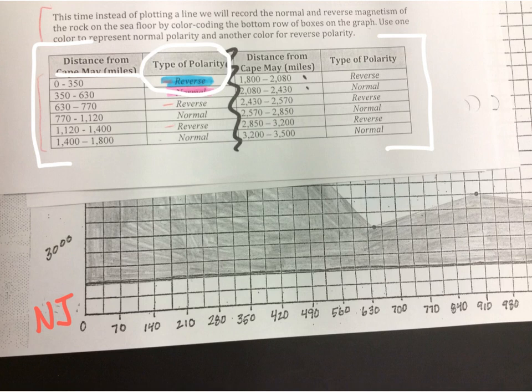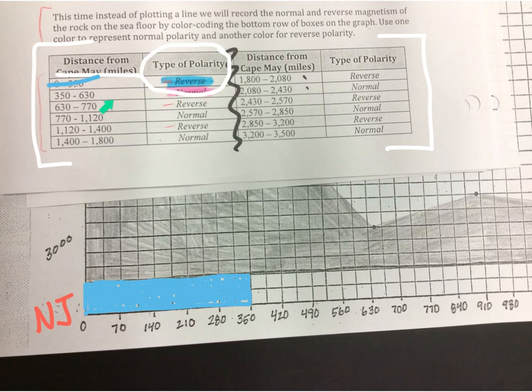So I'm going to choose two colors. I've chosen blue and pink as my two colors to use, one to represent reverse and one to represent normal. So I have those two colors ready. I'm noticing here that the reverse is going to go from 0 to 350 miles from New Jersey. So I would like to take my reverse and color code all the way from 0 to 350 miles. This chunk of rock here, this part of the basalt on the ocean floor, is reverse. Reverse polarity. All the rocks are pointing to the south. Cross that one off. That is complete.